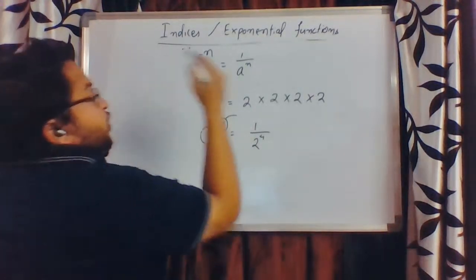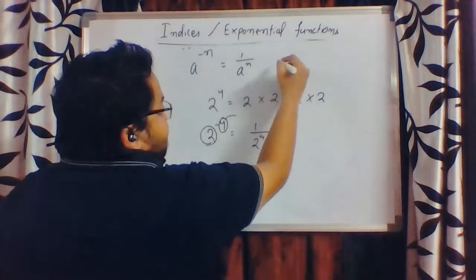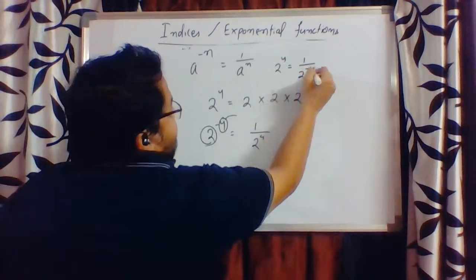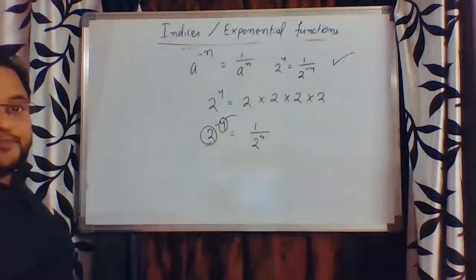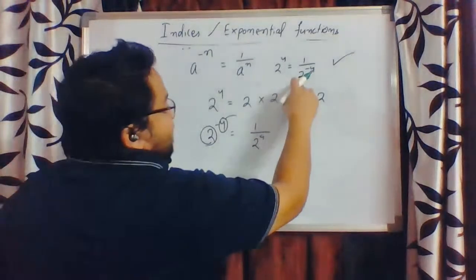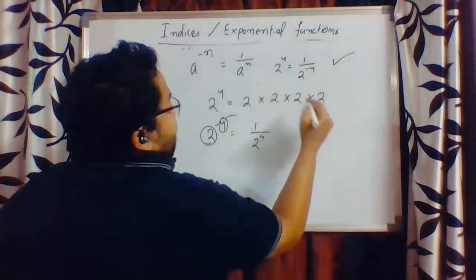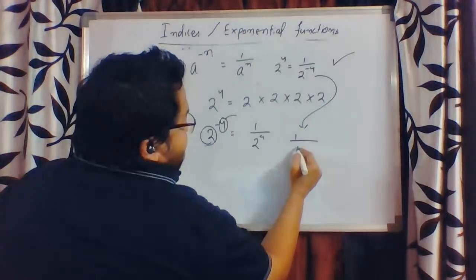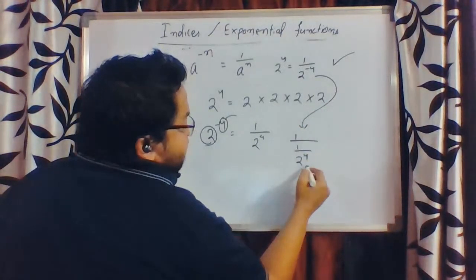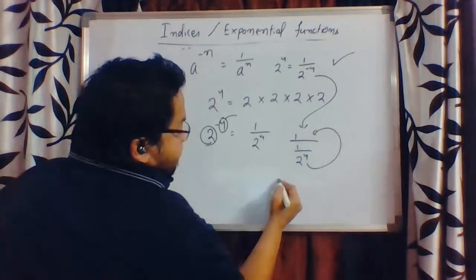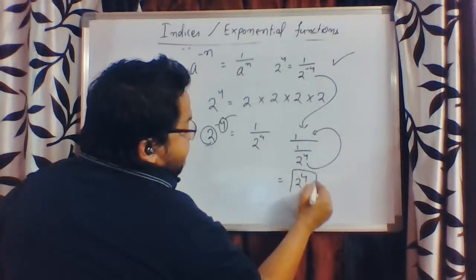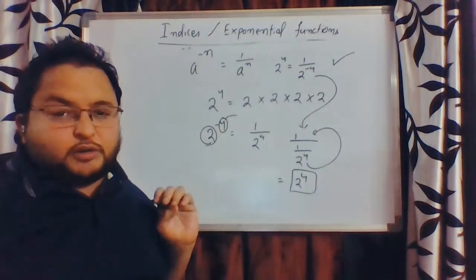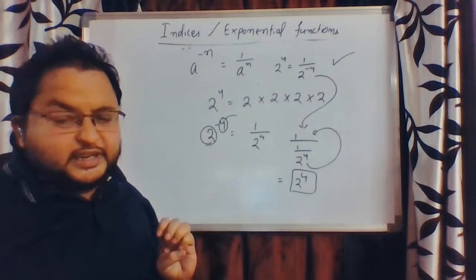Now, you may also counter argue: can we say that 2 to the power 4 is 1 by 2 to the power minus 4? Absolutely right. Because when we have 1 by 2 to the power minus 4, this would further be solved as 1 by 1 by 2 to the power 4, so it would go to the numerator, and you would end up getting the same thing, 2 to the power 4. We would use these tricks to solve problems related to indexes or indices.